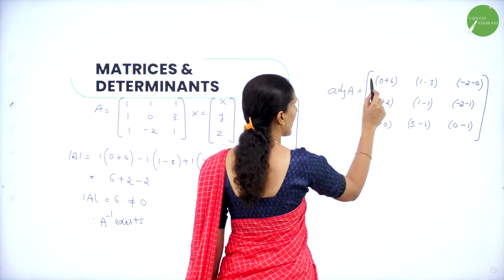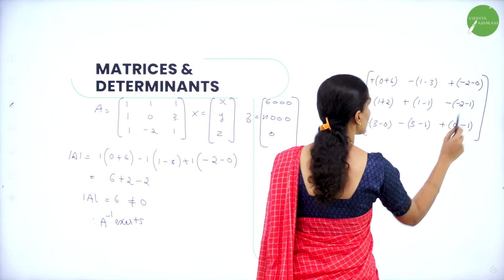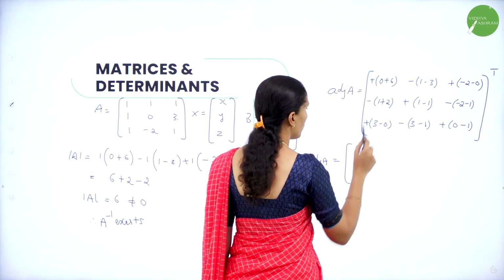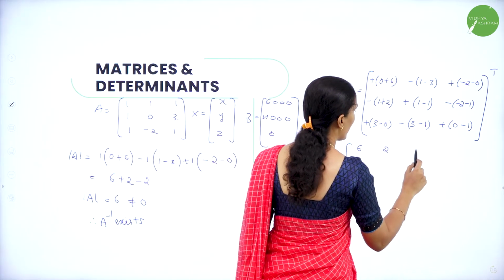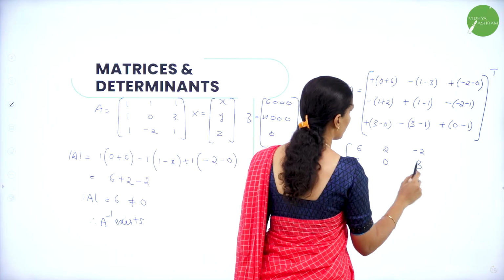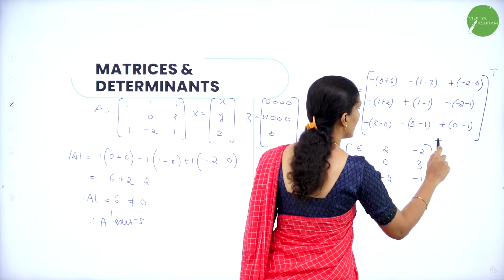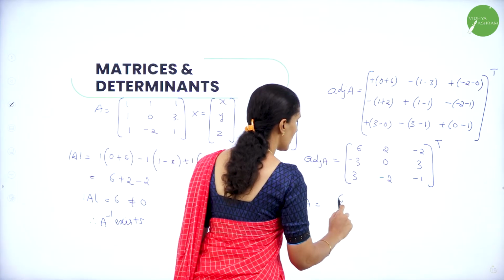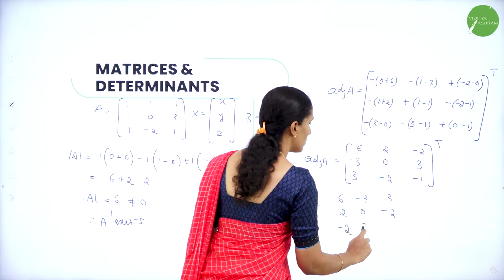So let us substitute the sign first: plus, minus, plus, minus, plus, minus, plus, minus, plus. Take the transpose. Now adjoint A is equal to, so first one it is 6, 2. Next we have minus 2. Next minus 3, 0, plus 3. 3, minus 2, minus 1. Take the transpose of this matrix. So adjoint A is equal to 6 minus 3, 3, 2, 0, minus 2, minus 2, 3, minus 1.